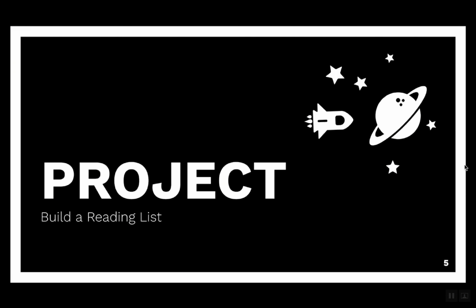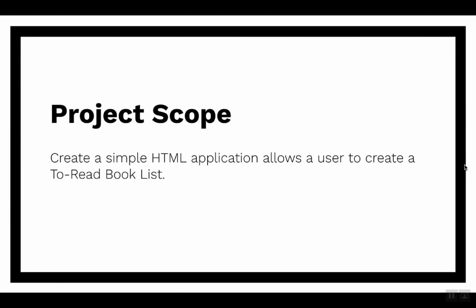So what is this project all about? We're building a simple reading list. Let's look at the scope of the project to understand what we're trying to do. We are going to be creating a simple HTML application that allows the user to create two read lists. I'm sure you have a list of the books that you want to read and the books that you have covered thus far. We're going to be building an application of similar sorts, but we'll be using very simple concepts of HTML and CSS, but a bit more complex concepts from JavaScript.